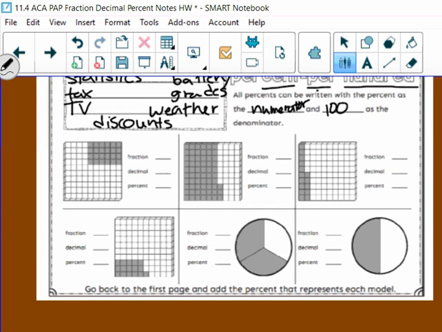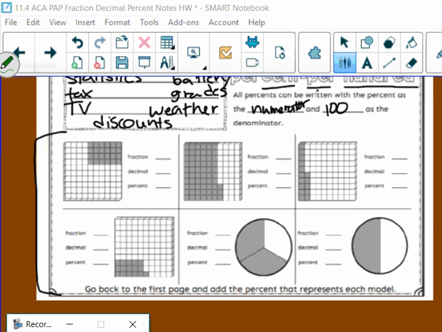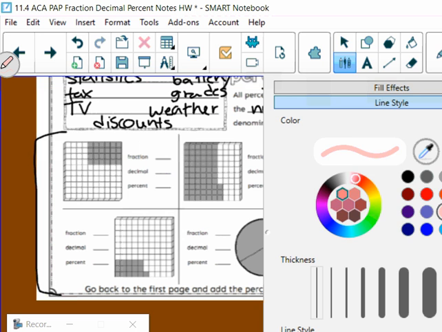Looking at these examples, I want you to write the fraction, decimal, and percent that represents each and every one of them. There are 6. I'm going to give you like 4 minutes. Pause the video and play when you're ready to check.